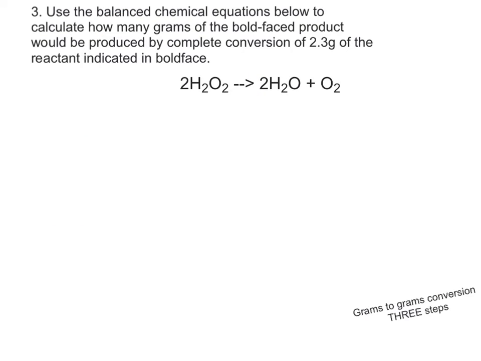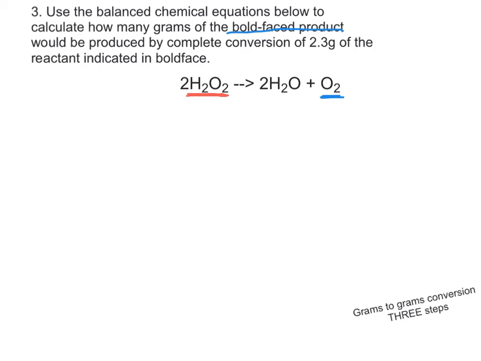Okay, so for this one, the problem says, use the balanced chemical equations below to calculate how many grams of the boldface product would be produced by complete conversion of 2.3 grams of the reactant indicated in boldface. Well, for this particular problem, we only have 1 reactant because it's a decomposition reaction. So our reactant is hydrogen peroxide, or H2O2. And our boldface product in this case is oxygen. Okay, so I'm converting from grams of hydrogen peroxide to grams of oxygen.